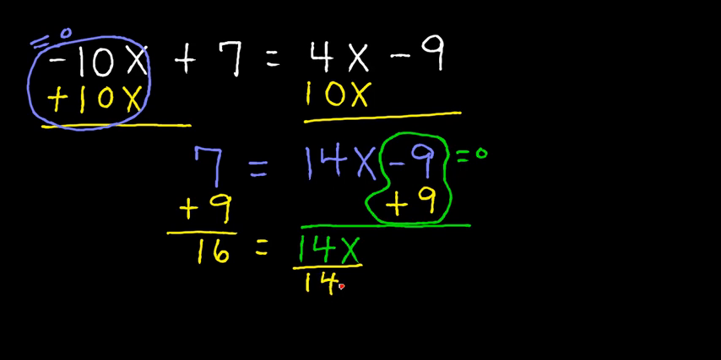So 14x divided by 14. Whatever I do to the right side, I do to the left. Since I divided by 14 here, I'm going to do it there. Now 14 over 14 is going to cancel out. I'm going to bring down an x. And 16 divided by 14, I can simplify to 8 over 7, because 16 can be divided by 2 and I get 8, and 14 can be divided by 2 and I get 7. I can't make that any simpler.